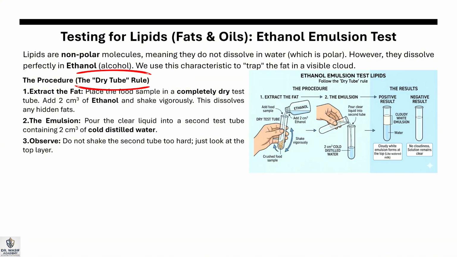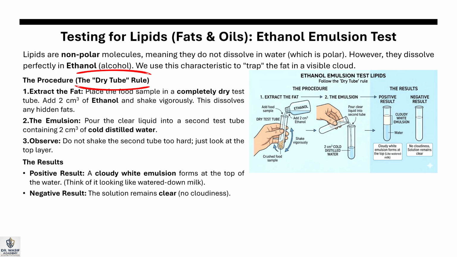So if your first test tube has even a single drop of water in it, the test is ruined before you start. You must place your food sample in a bone dry tube. Then you will add 2 cubic centimeters of ethanol, okay, and shake vigorously. It will dissolve any hidden fats.